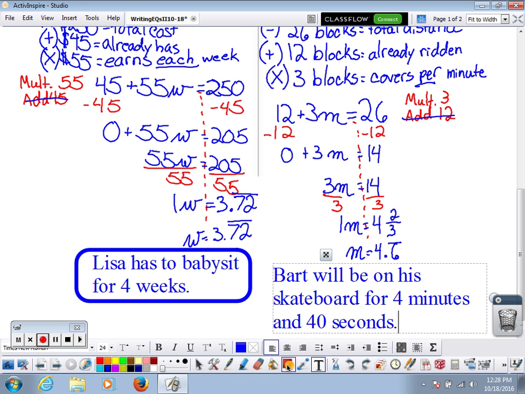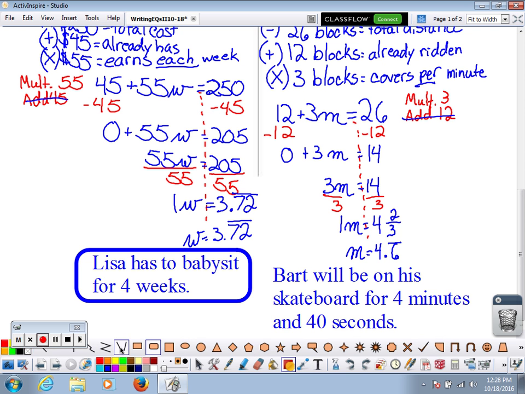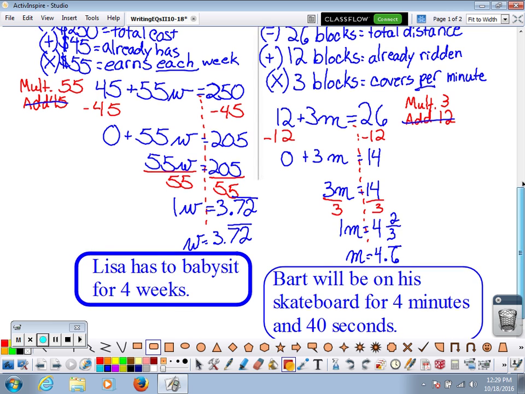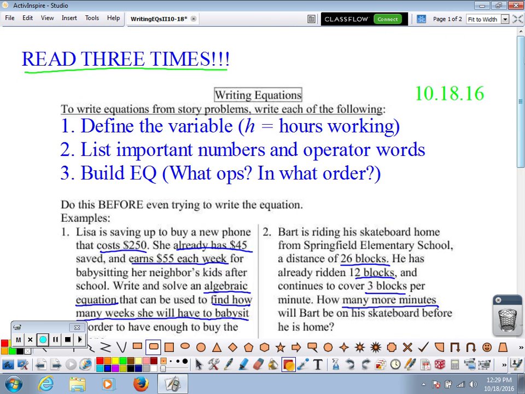Okay, now ask yourself, does that seem reasonable? Do you think Bart could get home from school in about 5 minutes? Sure, on a skateboard he can get 26 blocks in 5 minutes, sure. Okay, so we're good on solving. I knew we would be. We can all handle solving these equations. The tough part is when we're building those equations.